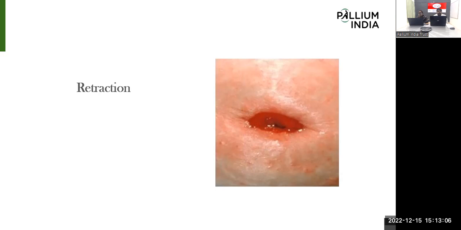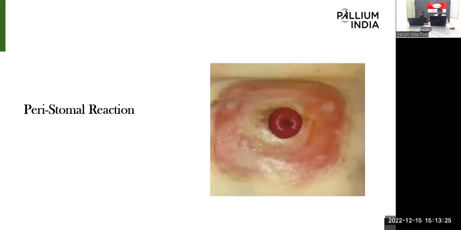But in a retracted case, a normal faceplate fixed colostomy bag is not possible to use. So in these types of retraction cases, we need to use a convex type of faceplate for the fixation of the colostomy bag and the colostomy irrigation.